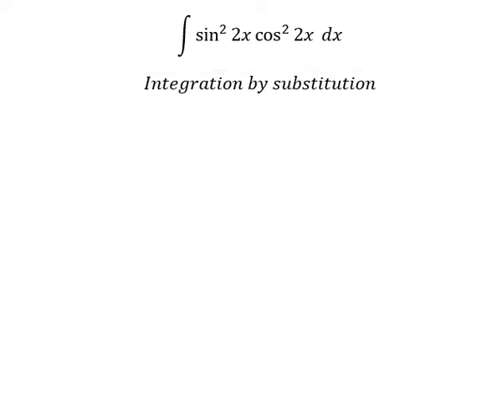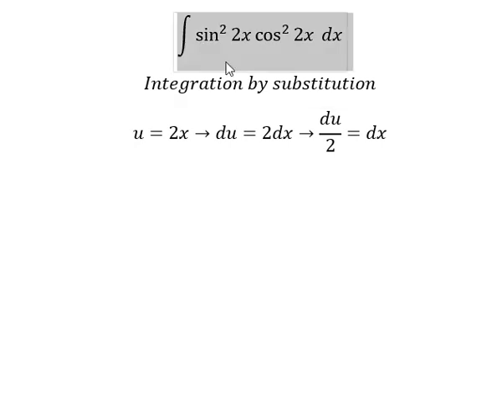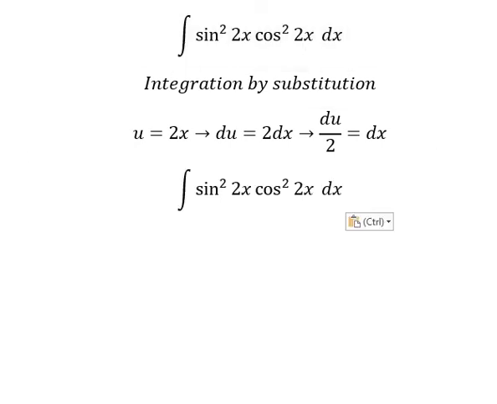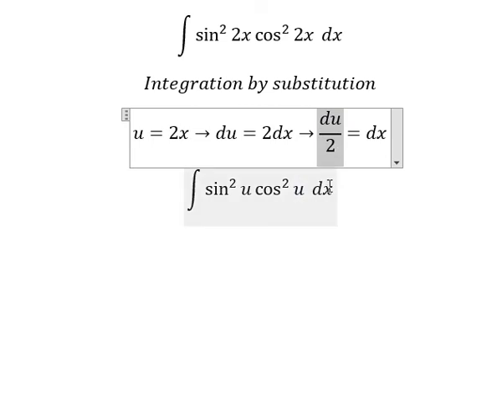So I will put u equals 2x. Later we take the first derivative of both sides, and you get du equals 2 dx. Because we don't have the number 2 in here, we need to divide both sides by 2. So 2x we change to u. Similarly, dx we change to this one.